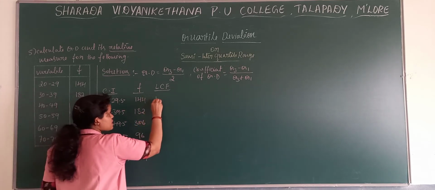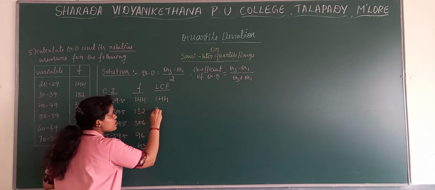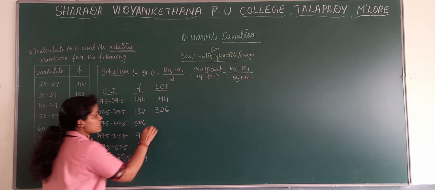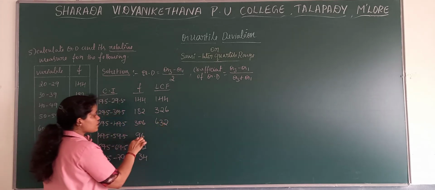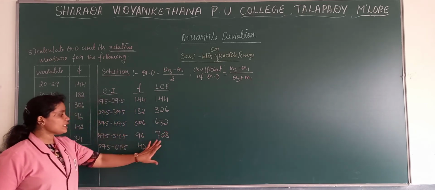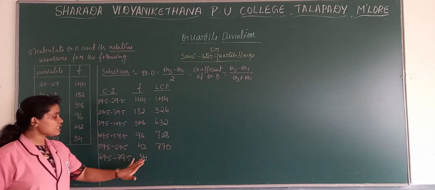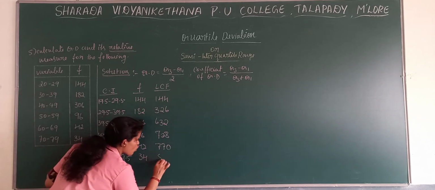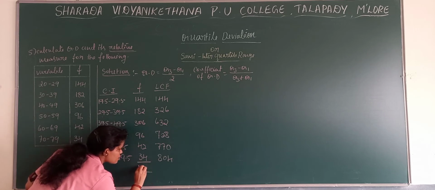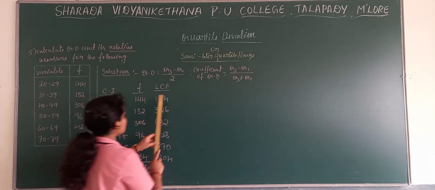Now first one write as it is 144. 144 plus 182, that is 326. 326 plus 306, 632. 632 plus 96, 728. 728 plus 42, 770. 770 plus 34, that is 804. Now total number of n is equal to 804. This is about the table.